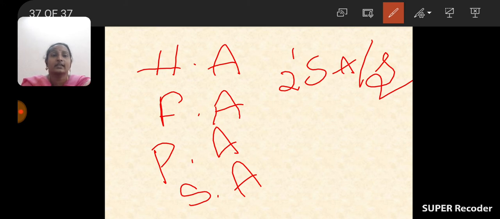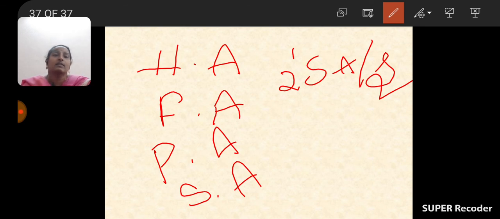So till this class our arithmetic circuits are over. What is meant by arithmetic circuit? Arithmetic circuits are used to perform addition as well as subtraction, multiplication, and division, but in our syllabus only addition and subtraction are there. So we finished addition and subtraction circuits.